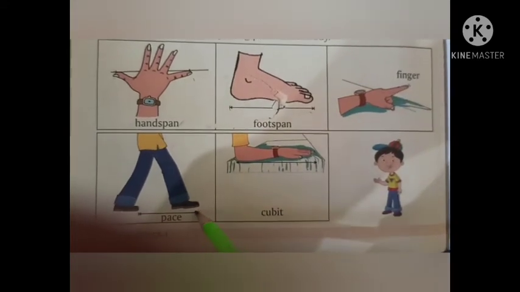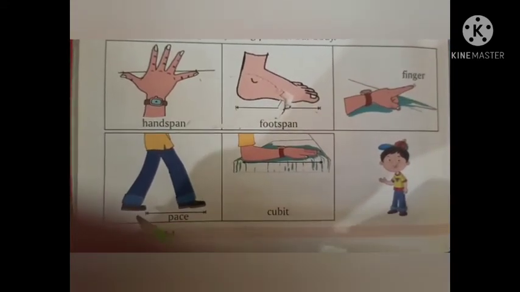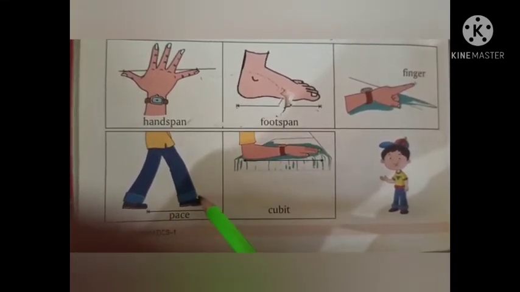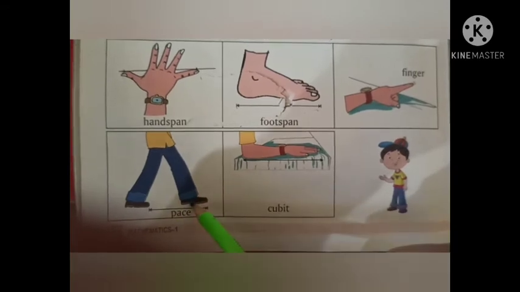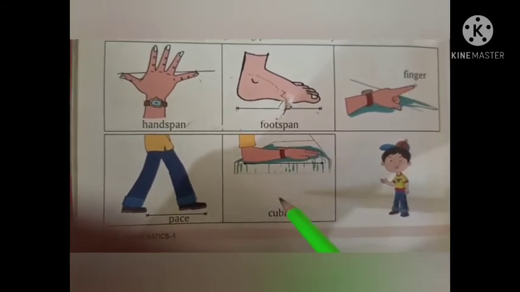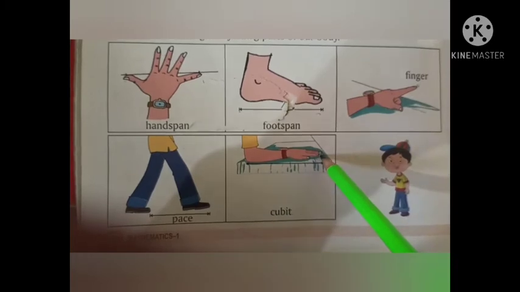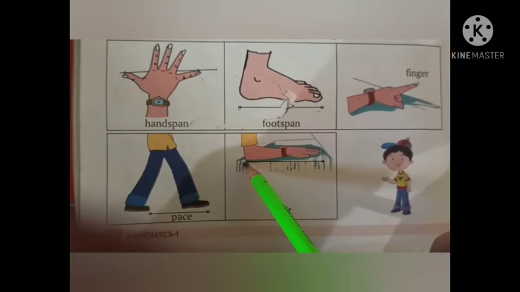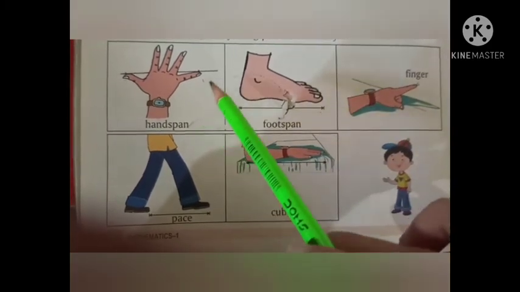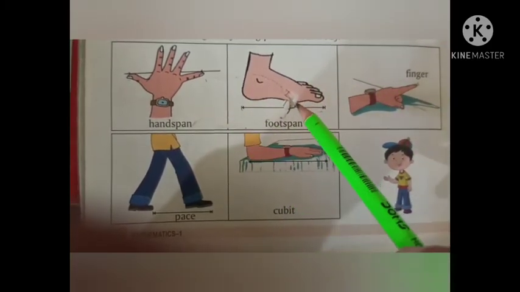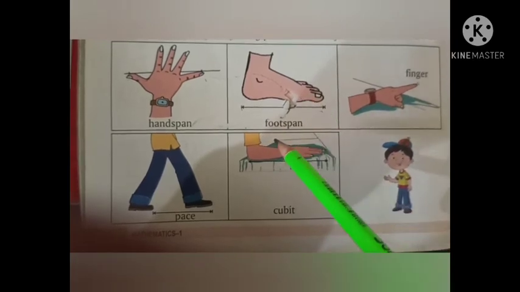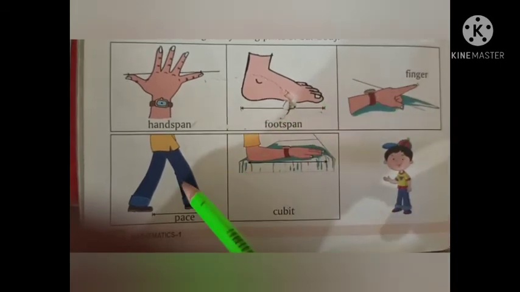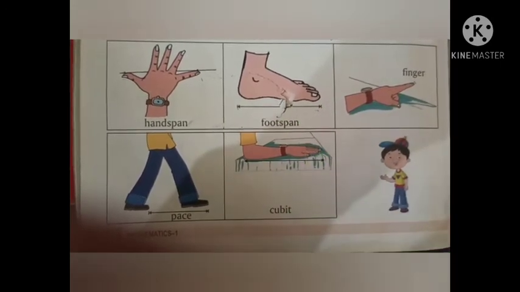The next is the pace, the distance between the two legs. When you are walking, the distance which comes between your two legs is called one pace. Then comes the cubit. The distance between the tip of your finger and your elbow is called a cubit. So in the olden days, people made use of all these methods to measure the length of some objects or maybe some area, some land. All these methods were used.